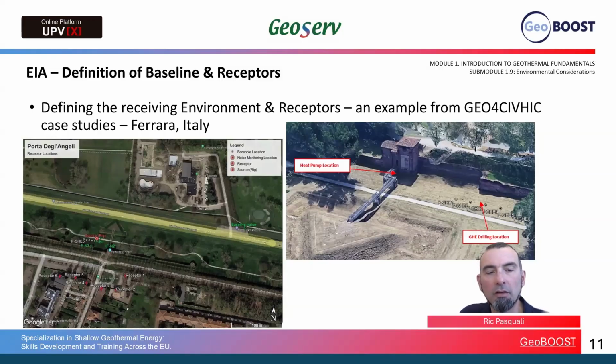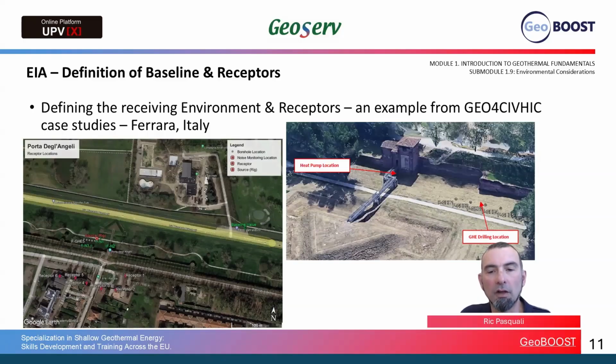But you can see on the picture on the left-hand side, when you zoom out from the location of the project and you consider the surrounding environment, you can see that all of the individual houses, the businesses across the road, for example, would all be receptors, particularly at the construction phase, in relation to noise or potential vibration or indeed visual impact during the construction. So this is what we mean by defining the receptors.